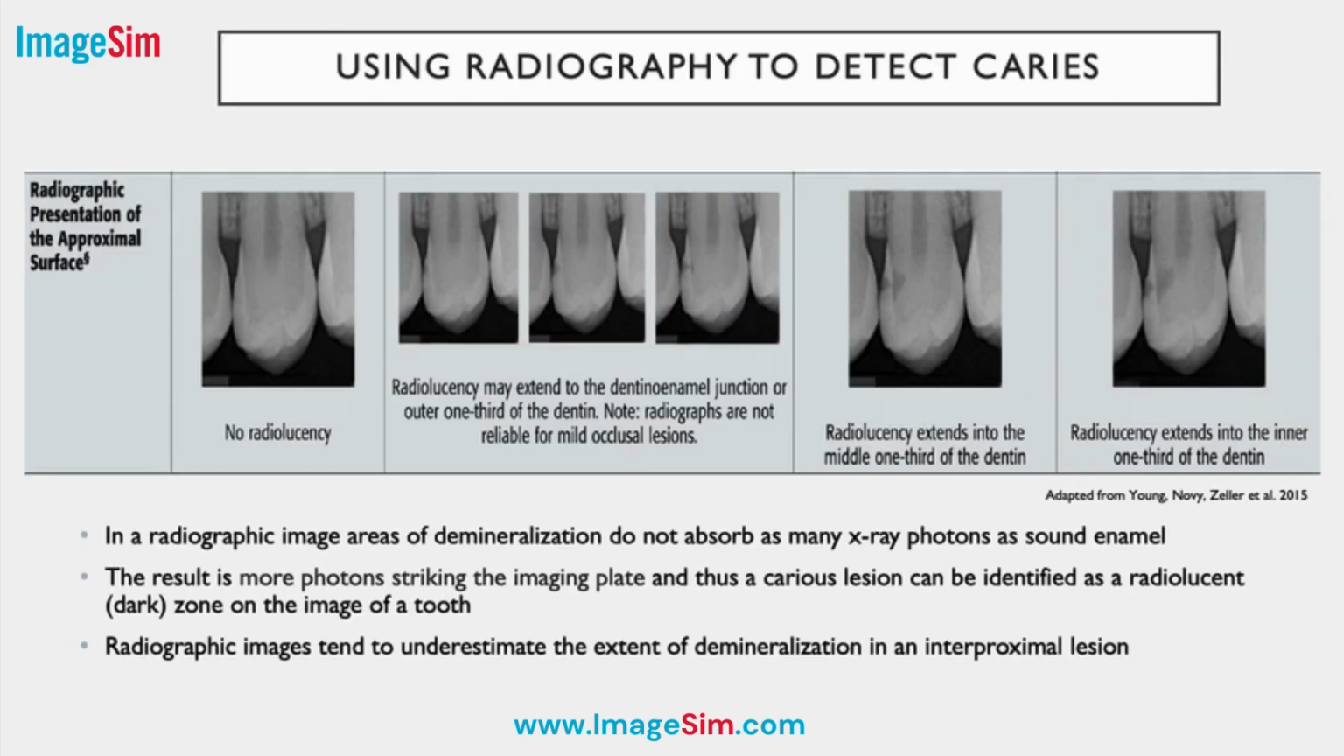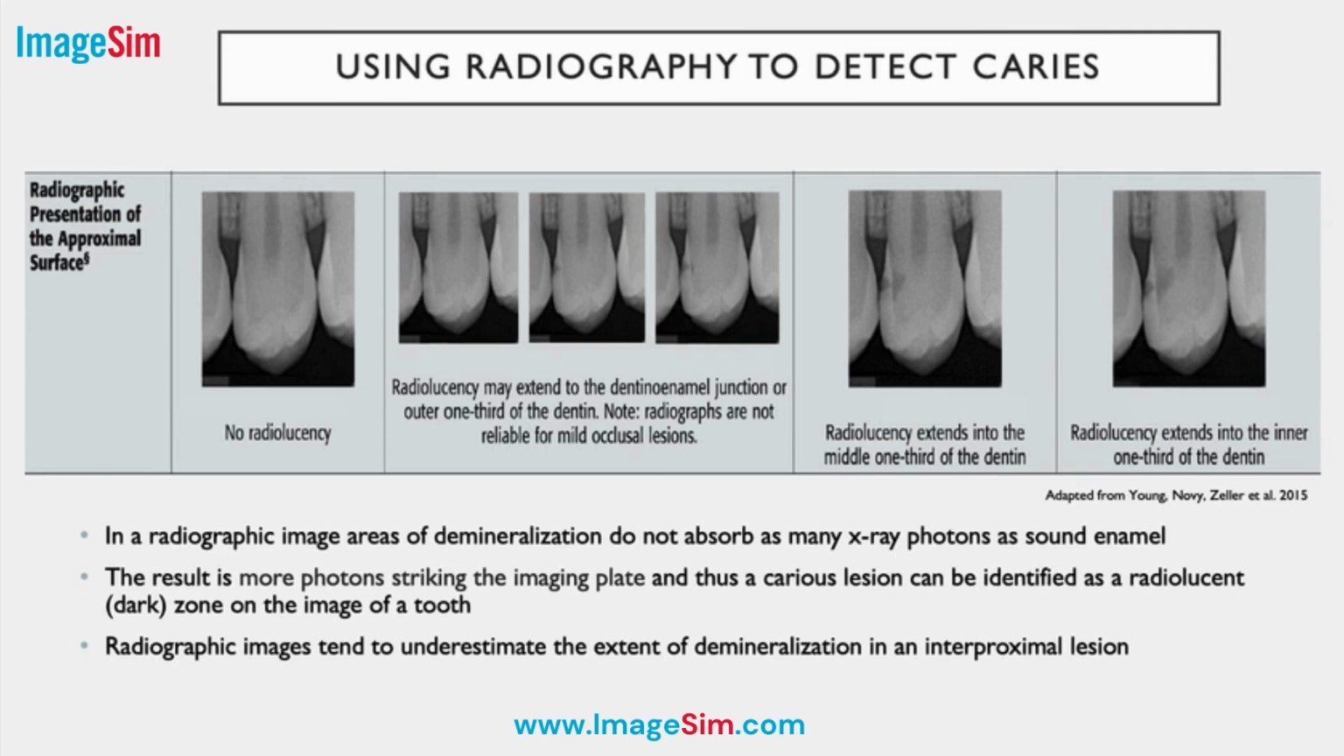Using radiography to detect caries. In a radiographic image, areas of demineralization do not absorb as many X-ray photons as sound enamel. The result is more photons striking the imaging plate, and thus a carious lesion can be identified as a radiolucent, dark zone on the image of a tooth.